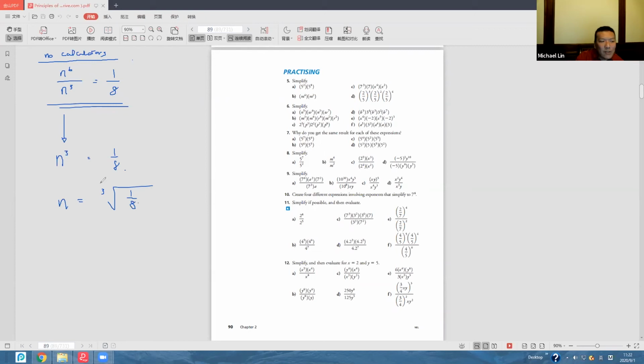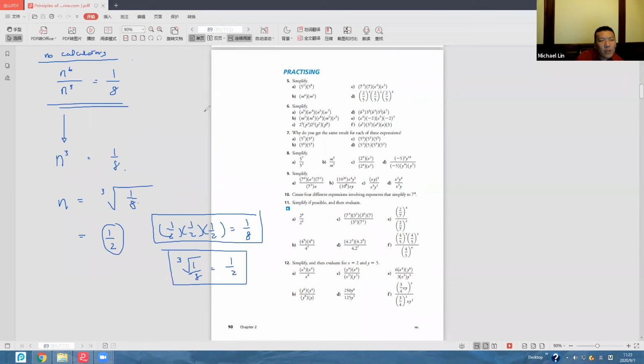And again, if you guys haven't learned the third root yet back in elementary, now's your chance to learn about it. Because the third root basically says some number multiplied by itself 3 times would give me 1, and some number multiplied by itself 3 times would give me 8, right? So this actually works out to be 1/2, because 1/2 times 1/2 times 1/2 gives me 1 over 8. Okay? So therefore, the third root of 1 over 8 is equal to 1/2.